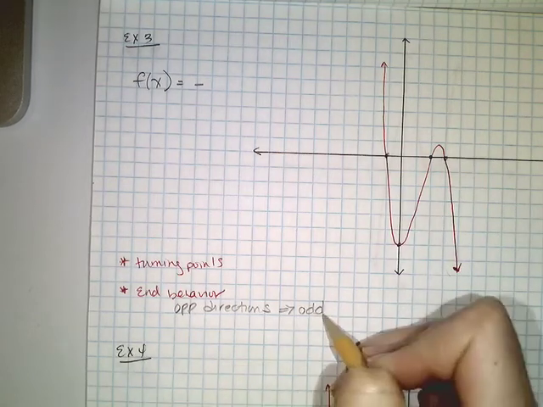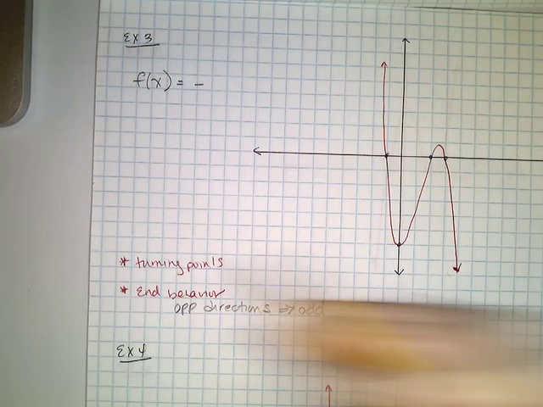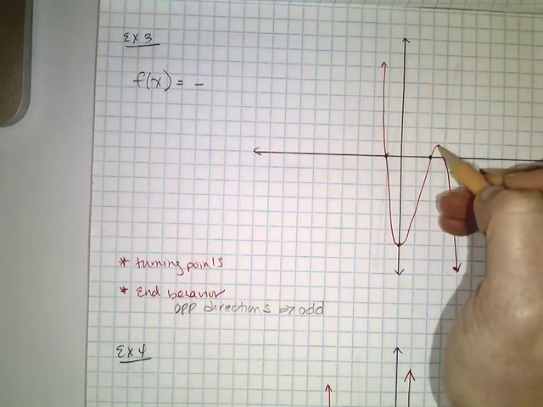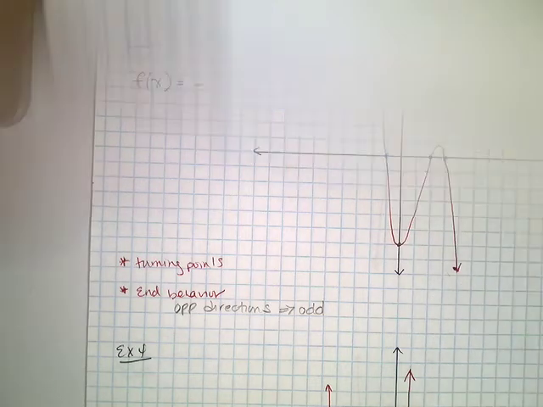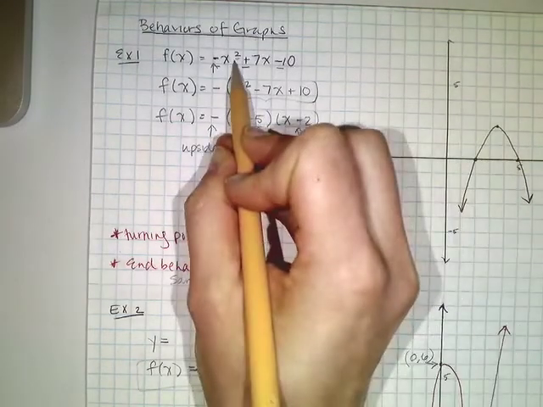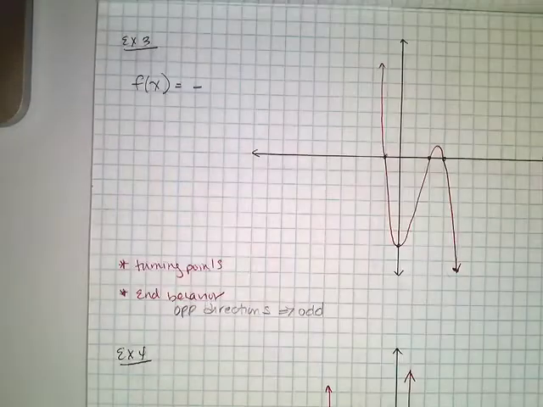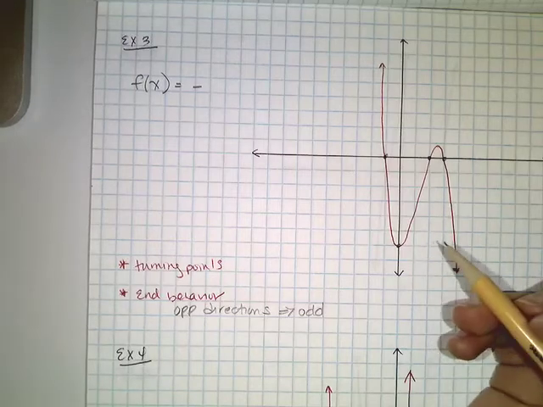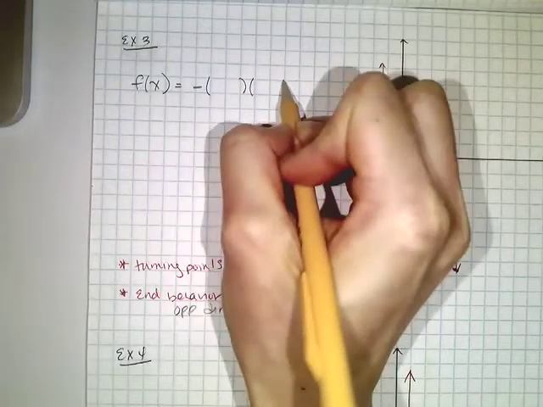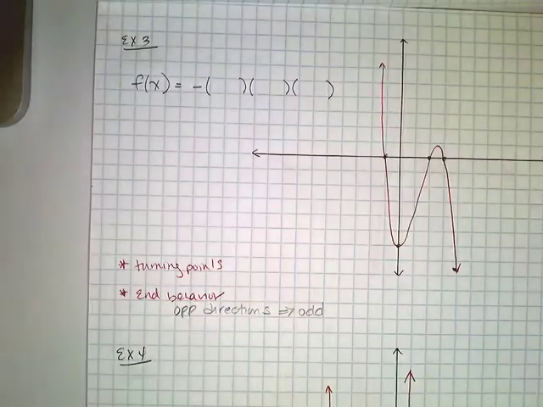It's odd, and the turning points help me determine, well, there are 2 turning points, so this is a cubic function. If you have 2 turning points, you have a 3rd degree polynomial. When you have 1 turning point, you have a 2nd degree polynomial. So it's always 1 more than the number of turning points. That means I can expect 3 factors. It's a cubic, which means I'm going to have 3 factors.